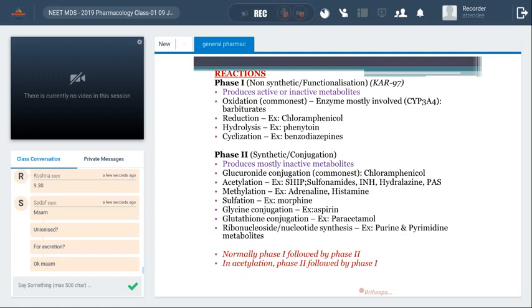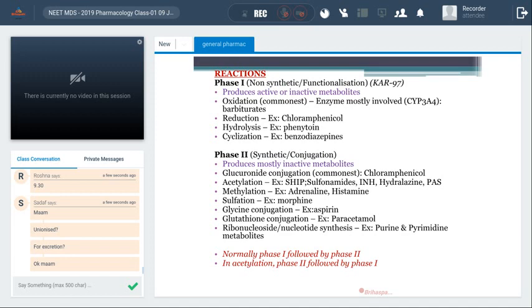Then sulfation, where they add on a sulfate molecule: morphine. Glycine conjugation, where they add on a glycine molecule: aspirin. So aspirin undergoes glycine conjugation. Next, most important here is paracetamol. You should remember, paracetamol undergoes which type of phase 2 reaction? It is glutathione conjugation. So paracetamol is glutathione conjugation. Isoniazid is acetylation. Then you have ribonucleoside or nucleotide synthesis, for example purine and pyrimidine metabolites.